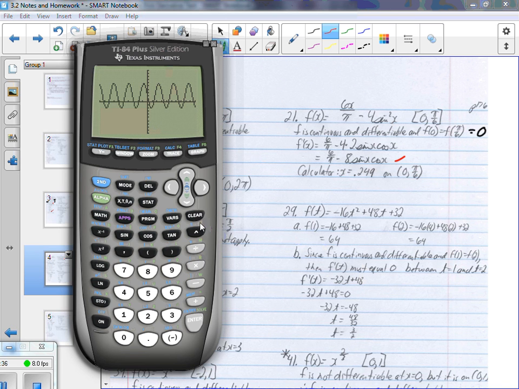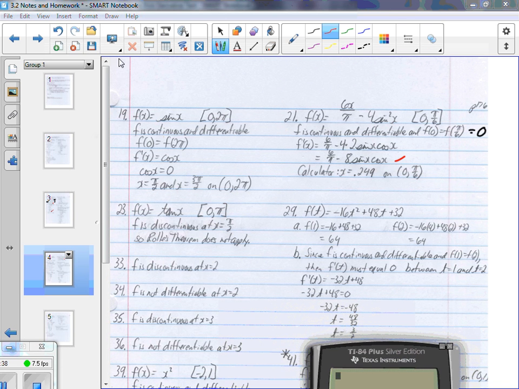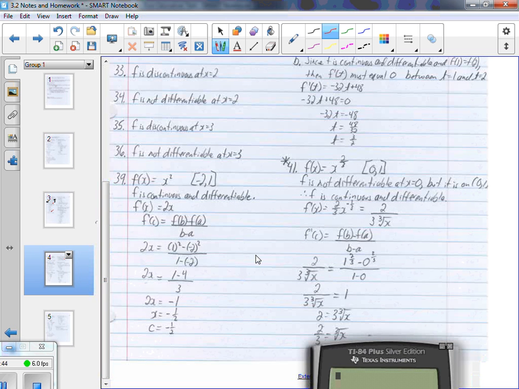All right, we got time for another one. 39. Let's see. Determine whether the mean value theorem applies. All right, so mean value theorem, the endpoints don't have to be equal to each other anymore, do they? We still need a function that's continuous and differentiable, but now the endpoints don't have to be equal. And if it can be applied, then we'll find all values of C such that f prime of C equals f of B minus f of A over B minus A.